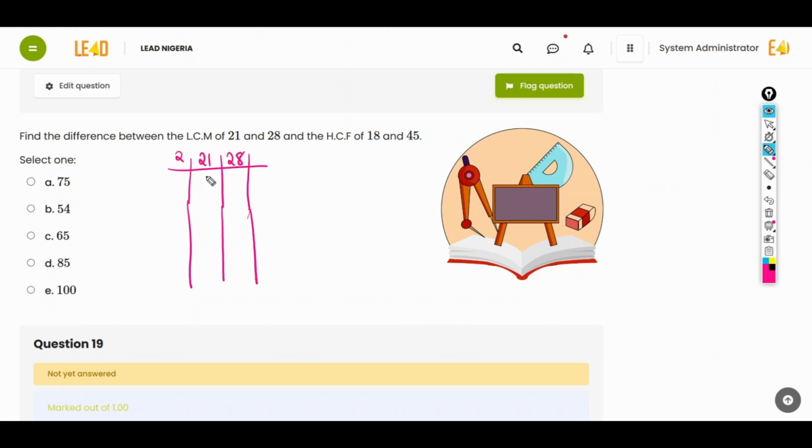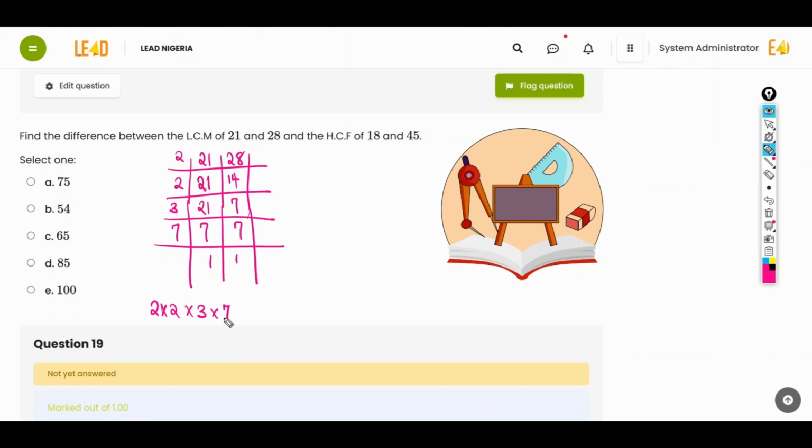We can use 2. 2 in 21 cannot go, right? 21, but 2 in 28 would give me 14. 2 cannot go. This will give me 7. I can use 3, 7, 7, and I can use 7, 1, 1. So my LCM is 2 times 2 times 3 times 7.